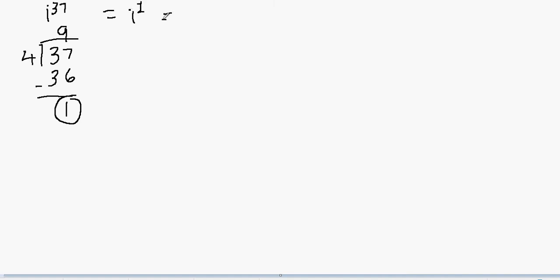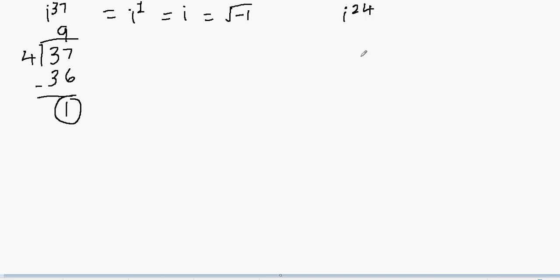And anything to the power 1 is just itself. So i to the power 1 is equal to i. And the value of i is the square root of -1. There you go.